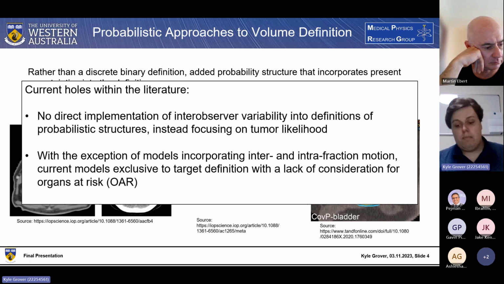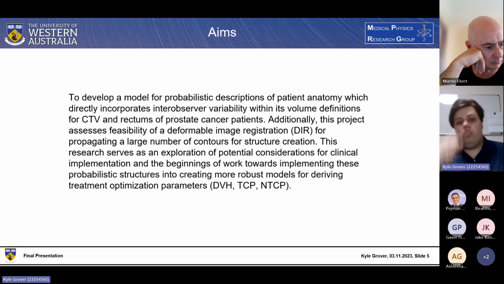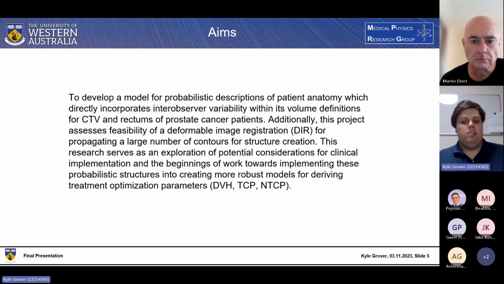As such, we get into what my project is. The overall aim of my project was to develop a model for probabilistic descriptions of patient anatomy, which can directly incorporate the interobserver variability within the volume definitions of CTV and rectums for prostate cancer patients.